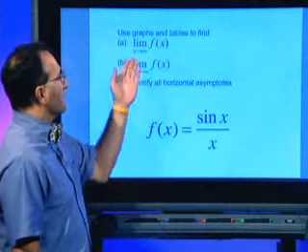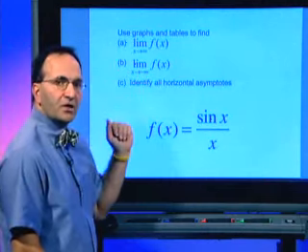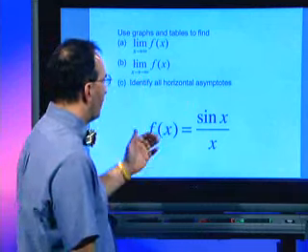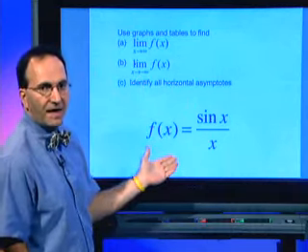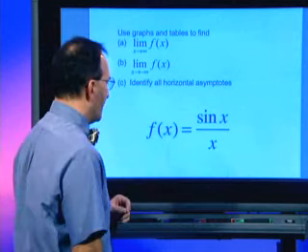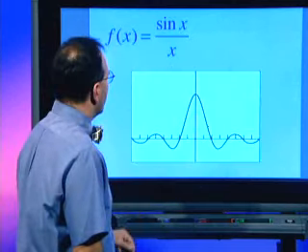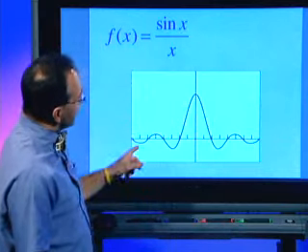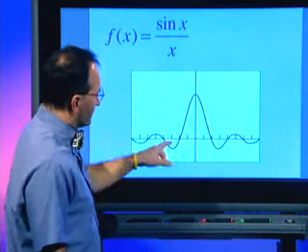Once again, find the limit as x goes to infinity and as x goes to negative infinity, as well as find all the horizontal asymptotes for the function f of x is equal to sine x divided by x. Okay, so here's a graph of what this looks like. f of x equals sine x over x.